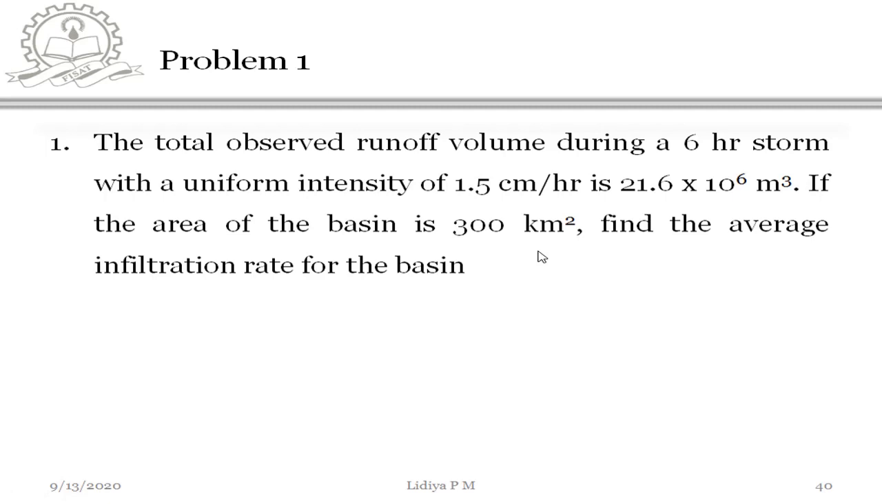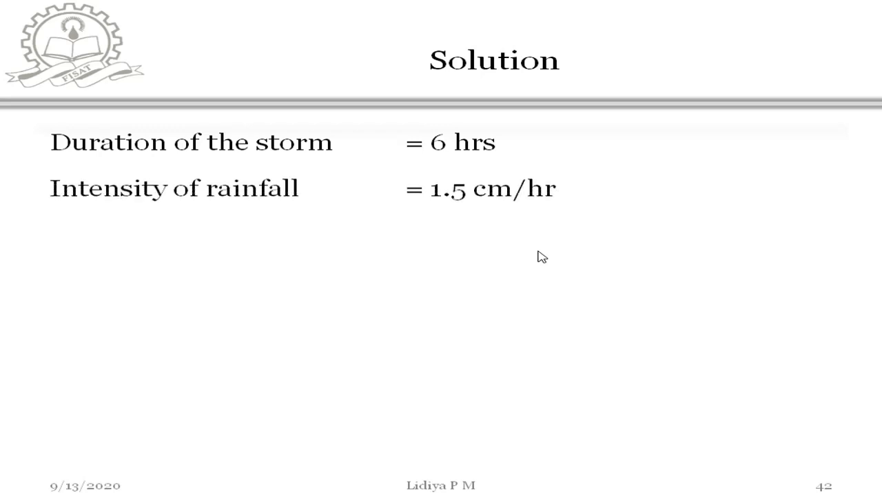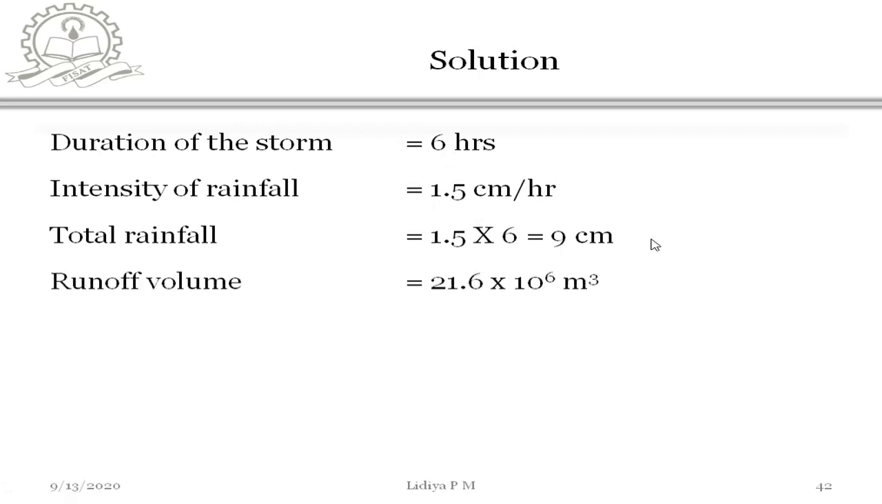So we'll solve the question. First, the duration is 6 hours, and the intensity of rainfall is 1.5 centimeter per hour. So you can calculate the total depth of precipitation. That is, total rainfall is equal to intensity of rainfall into duration of rainfall, and you will be getting 9 centimeter.